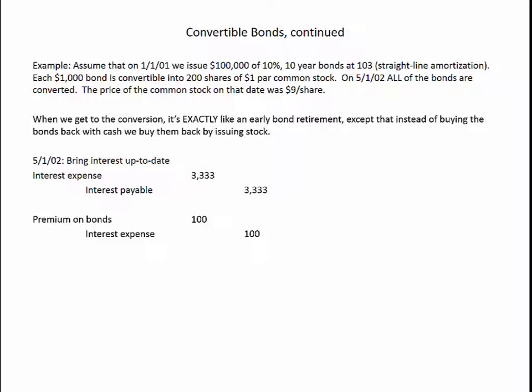Likewise with our amortization, it was $300 per year, so for 1/3 of a year, it'll be $100. Now we're going to go ahead and retire the bonds. There are two methods by which we can record the conversion, and we'll start with the book value method, which is the most common by far.